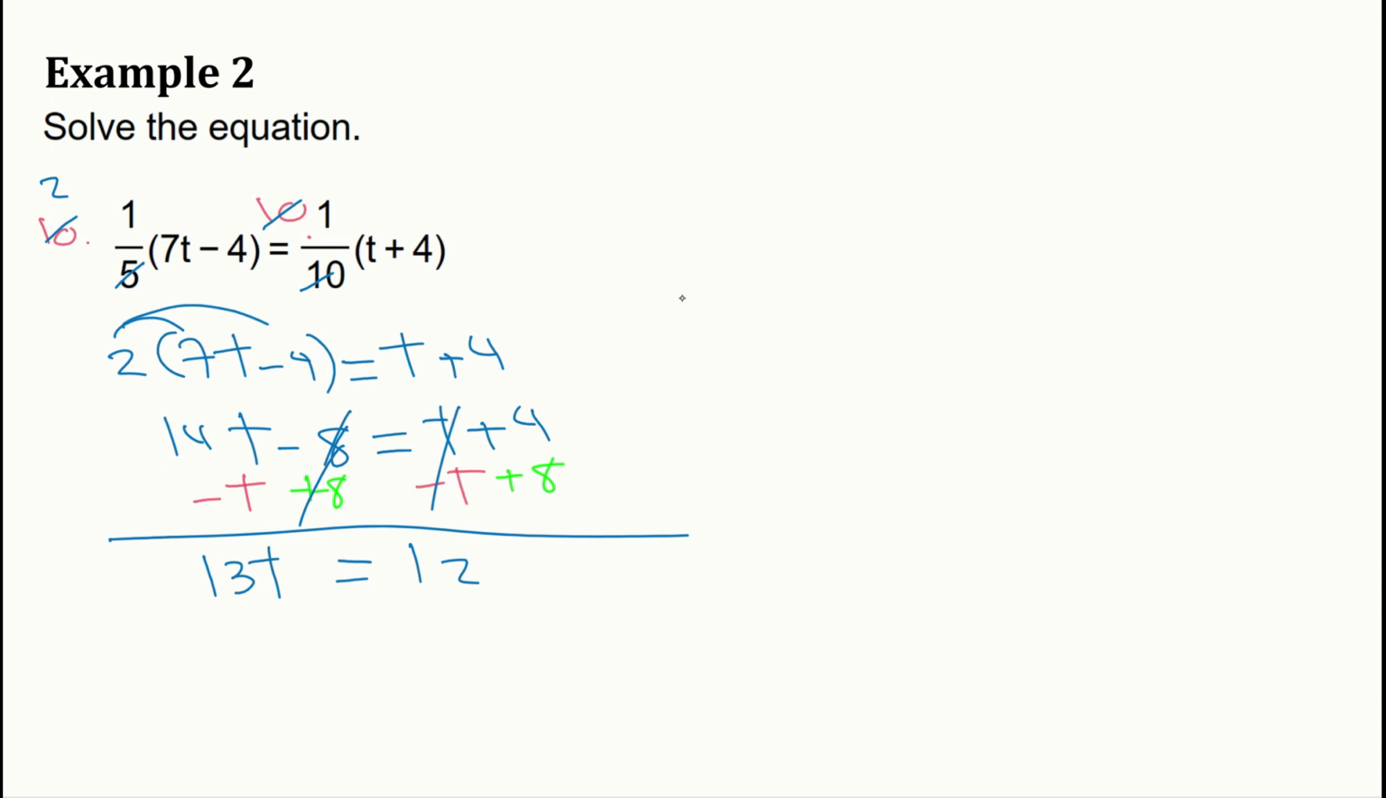And we end up with t equals 12 over 13. Here we just divided both sides by 13. All right, so as you know, we write the solution set as the set containing just 12 over 13.